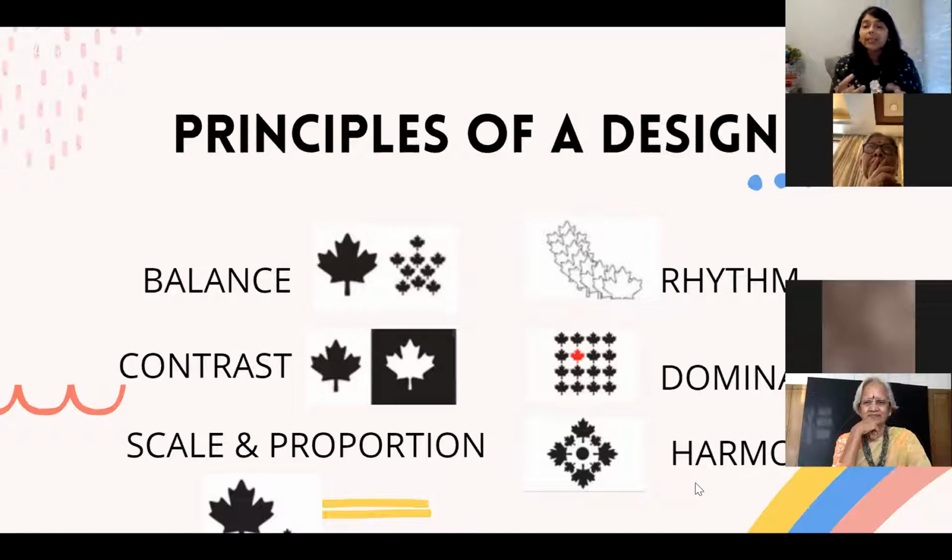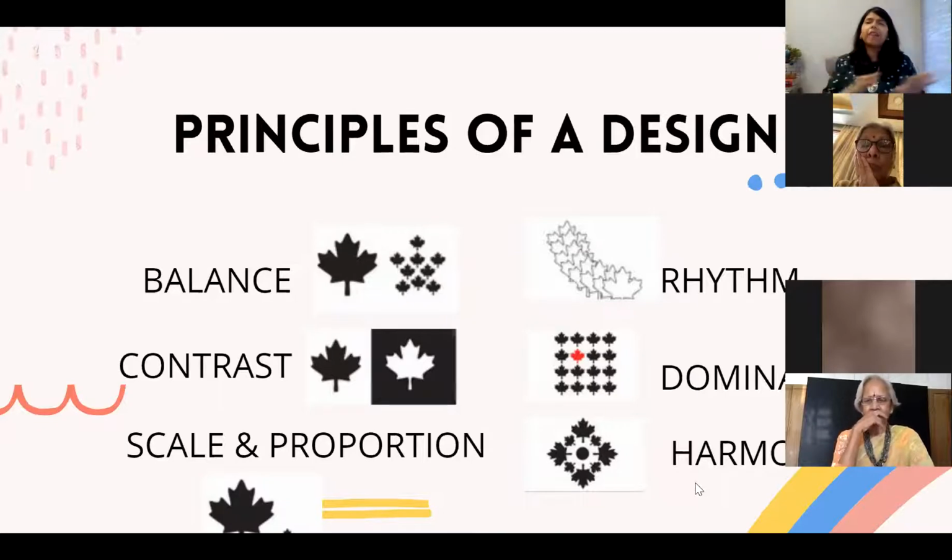What is dominance? It is when a particular component is dominant over the other component in a design. For example, any particular texture is more dominant than the other, any particular color is more dominant than the other, any particular area is more dominant than the other. So that is what dominance is all about.